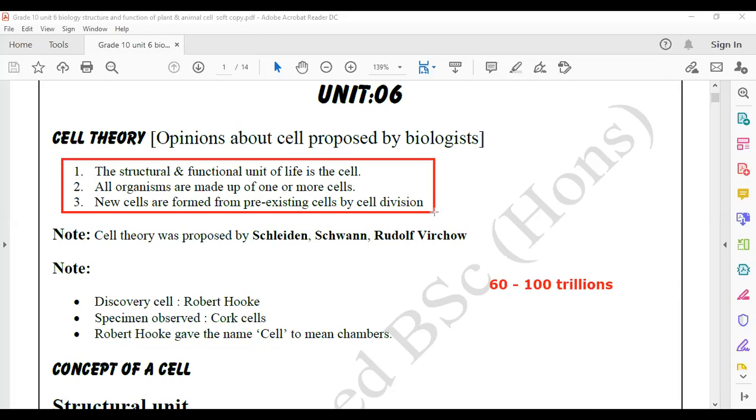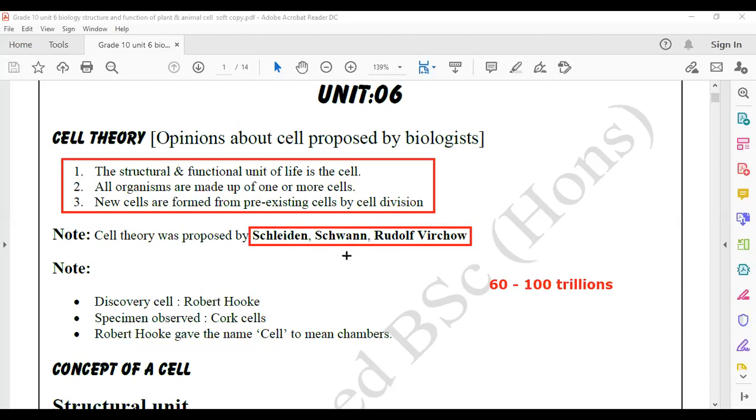Good. Cell theory was proposed by three people: Schleiden, Schwann, Rudolf Virchow. Schleiden, Schwann, Rudolf Virchow. How many people together gave us the cell theory? Three people.